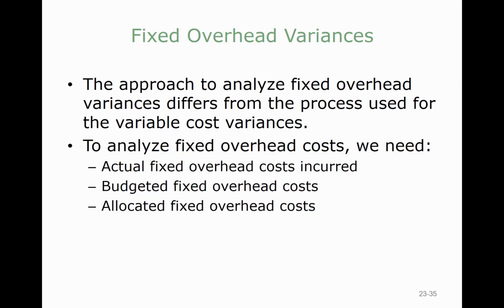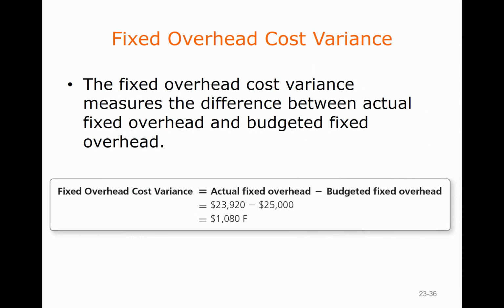Fixed overhead variances, same thing. We need the actual fixed overhead costs incurred, budgeted fixed overhead costs, and allocated fixed overhead costs. Fixed overhead cost variance is the actual minus the budgeted. Same thing.